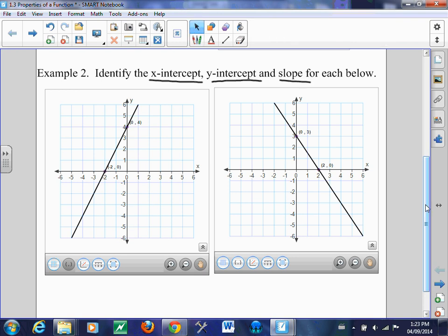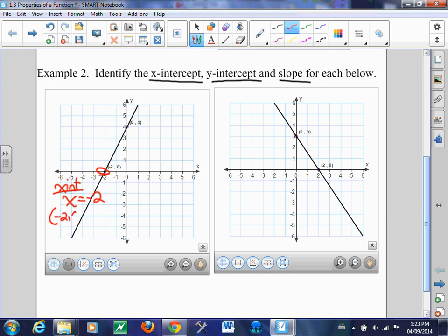Okay, so the x-intercept we find on the x-axis. So for A, you take a look here, we've got an x-intercept of -2. So x equals -2, and that's for the x-intercept. I'll just give it a little title. You could also give it an ordered pair, guys, so I'll back that up. You could also give it an ordered pair of -2 and 0.